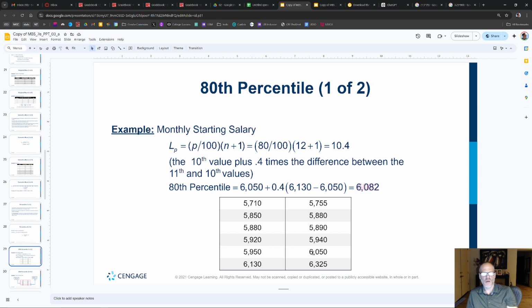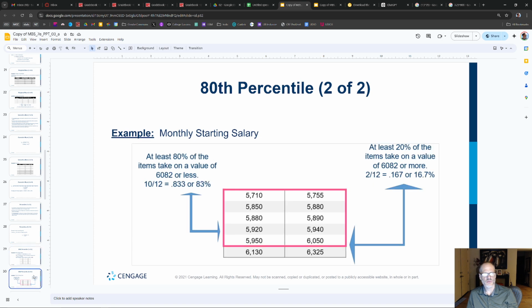So 40% of the way between 6050 and 6130 is going to be 6130 minus 6050 times 0.4. So 6050 plus that amount brings us to 6082. So 80% of the data is at 6082, 6,082 or less. 20% of the data is above that. So that's the 80th percentile.